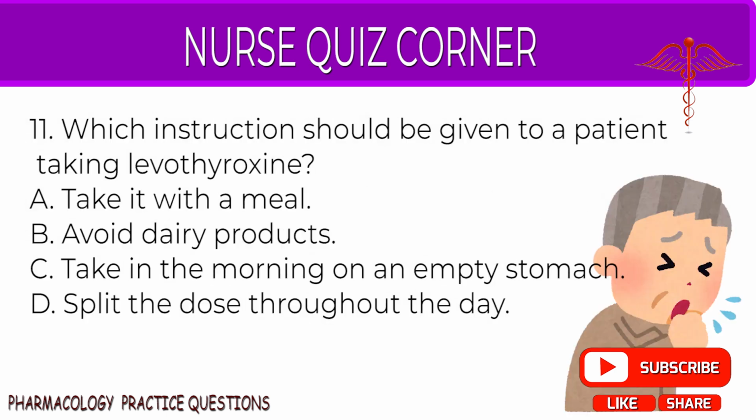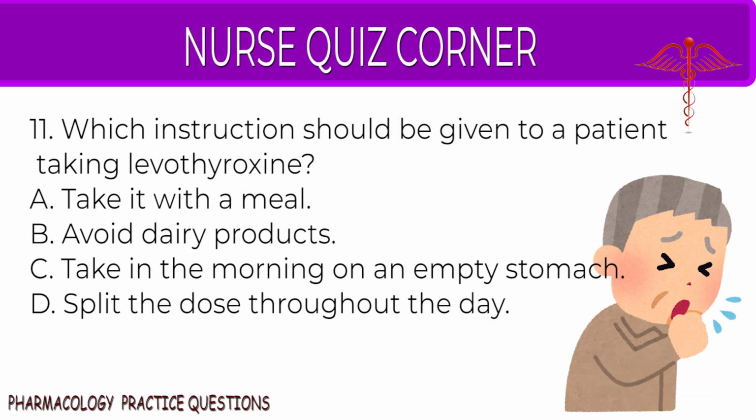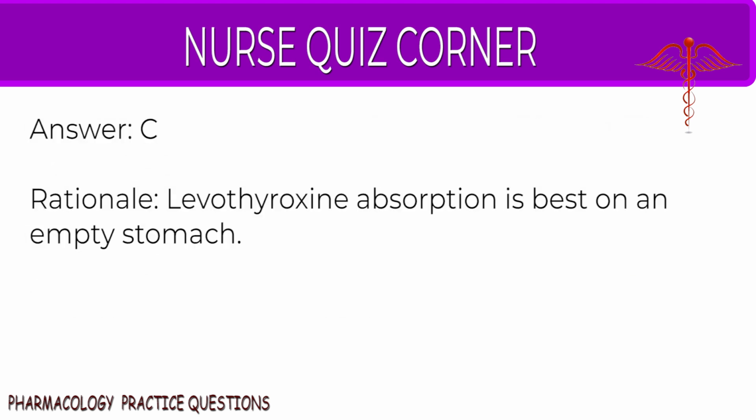11. Which instruction should be given to a patient taking levothyroxine? A. Take it with a meal. B. Avoid dairy products. C. Take in the morning on an empty stomach. D. Split the dose throughout the day. Answer: C. Rationale: levothyroxine absorption is best on an empty stomach.